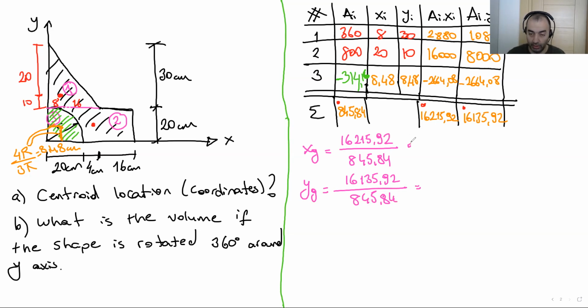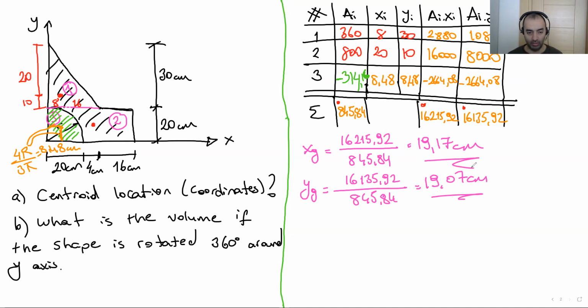Let me calculate these numbers. And here, okay, you can see xg and yg coordinates according to the given coordinate system, axis system. This is part A. Let's do question B.